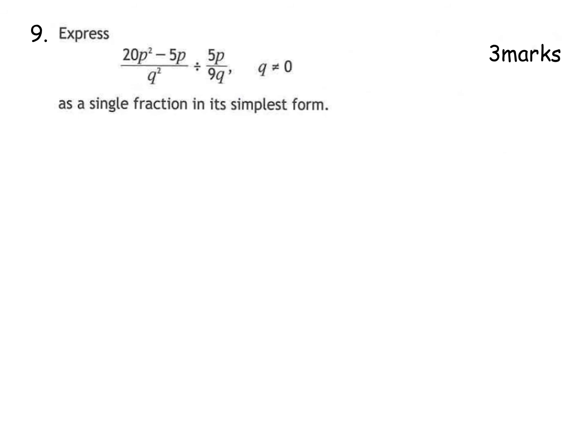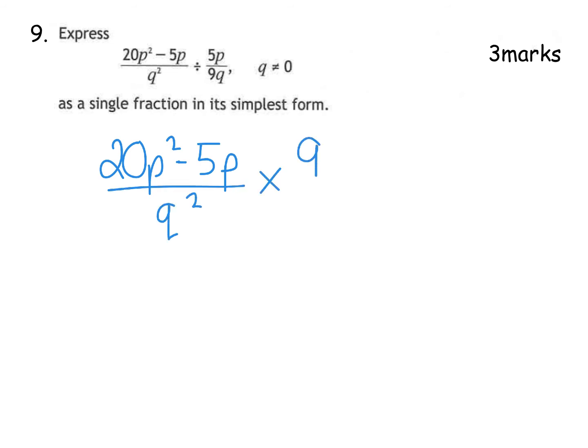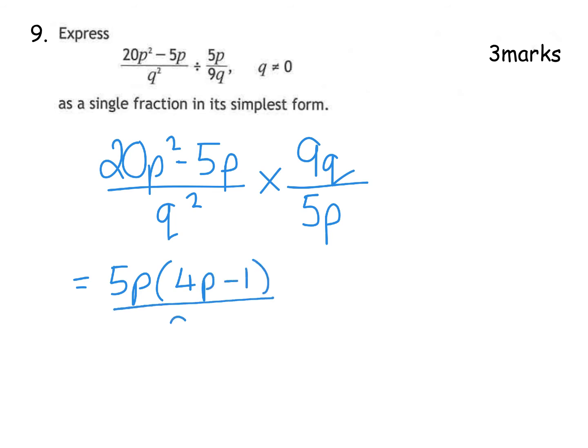Okay, fractions. So this is a divide and a fraction. So the first thing we're going to do, or there's different ways to do this one, is we're going to keep it, change it, flip it. So we're going to keep the first fraction. Although something's jumping out at me, I'm itching to take out a common factor there on the top line. We're going to turn that into a times, and we're going to make that 9q over 5p. So as I said, I've instantly spotted a common factor on the top left here of 5p. So I've got 5p bracket, 4p minus 1, all over q squared, times 9q all over 5p.